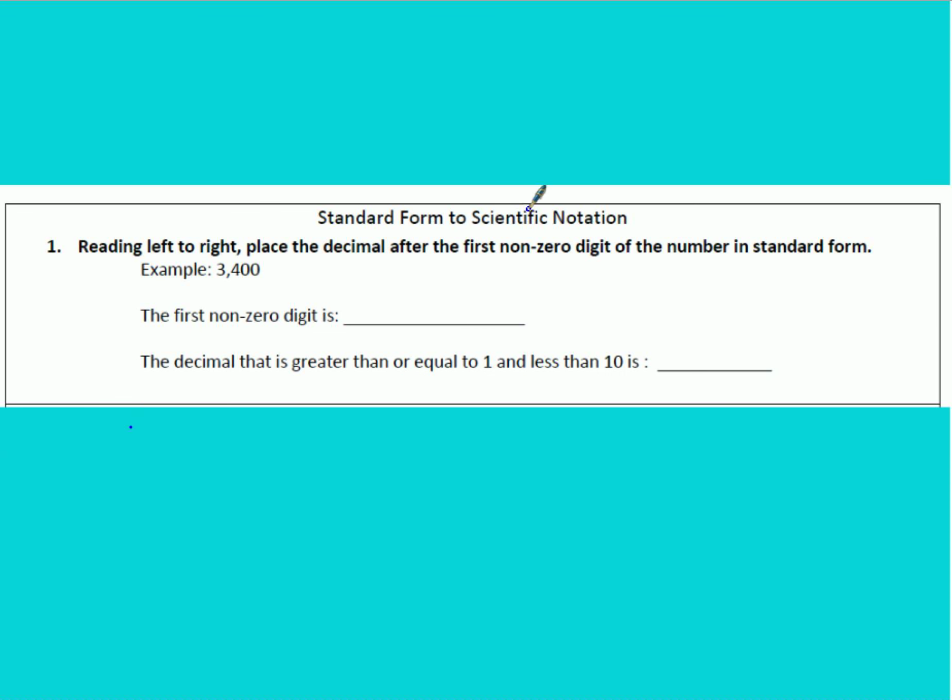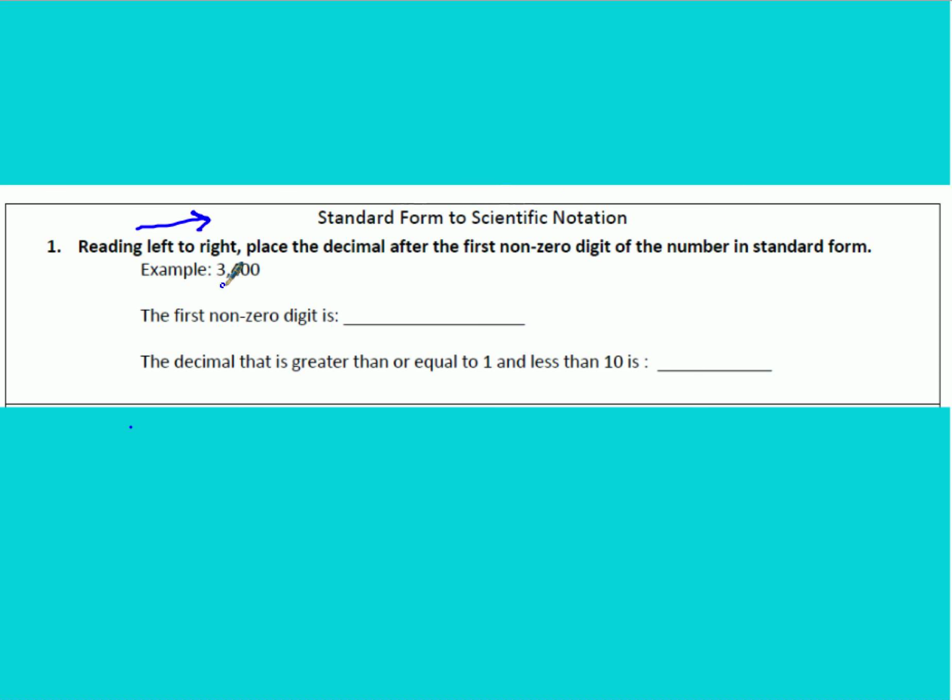Standard form to scientific notation. Standard form is just how we're used to seeing numbers, and we're going to learn how to write them in scientific notation. So the first step is, when you're reading a number from left to right, just as we normally would, place the decimal after the first non-zero digit of the number.